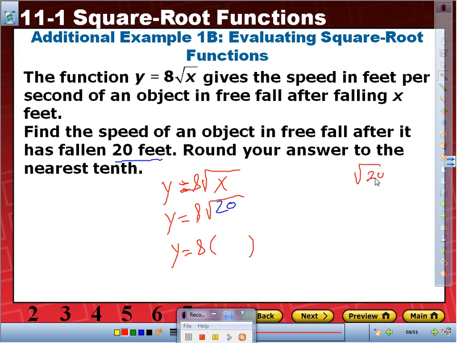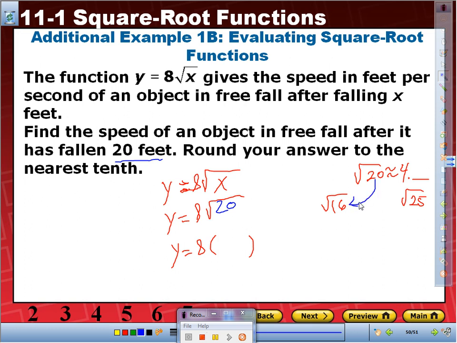Square root of 20 falls in between square root of 16 and square root of 25. Remember that? All right. So therefore, if square root of 20 falls in between here, what is square root of 16? 4. So this could not be more than 5, but it has to be more than 4. So it's 4 point something. Let's find out.